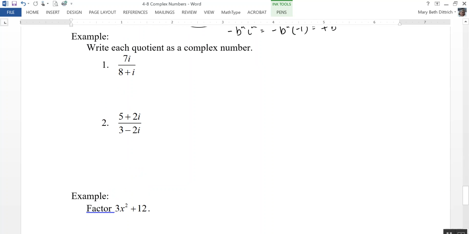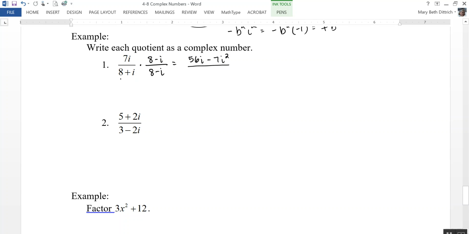So I have 7i divided by 8 plus i. So I'm going to multiply top and bottom times 8 minus i over 8 minus i. On top, when I distribute, that's going to give me 56i minus 7i squared. I'll clean that up in a minute.